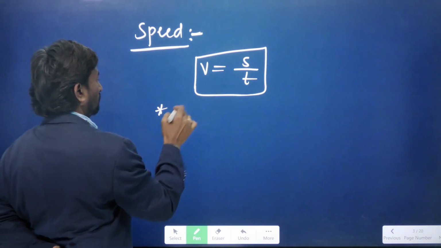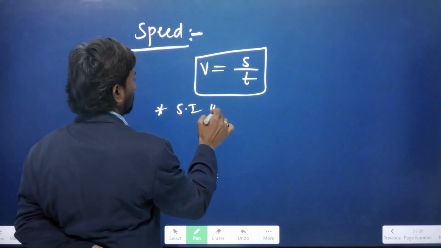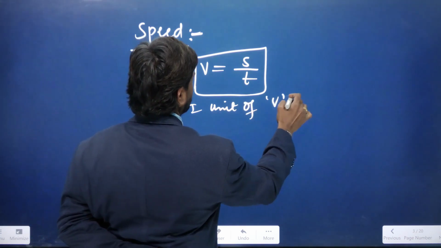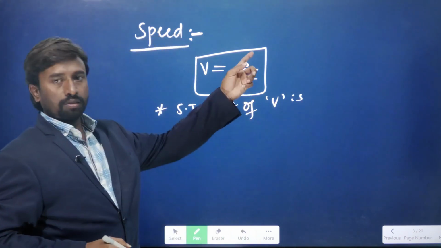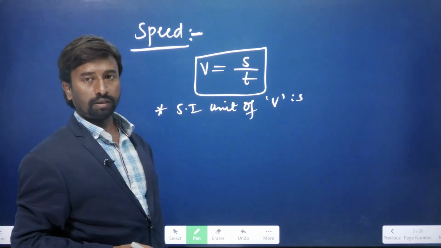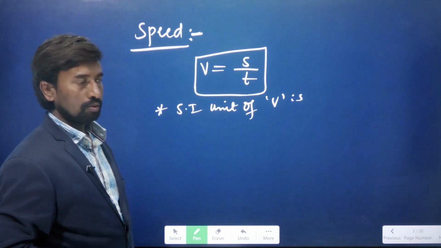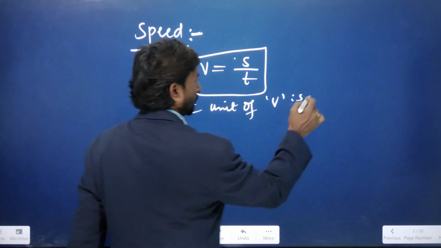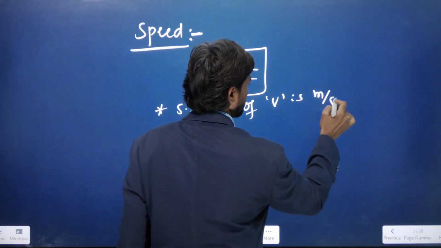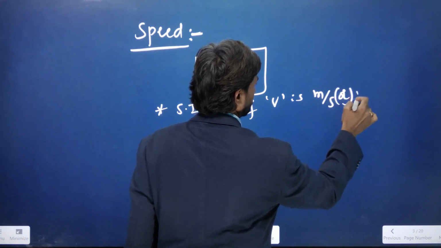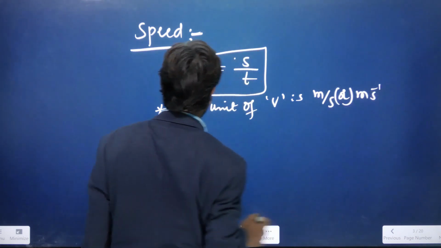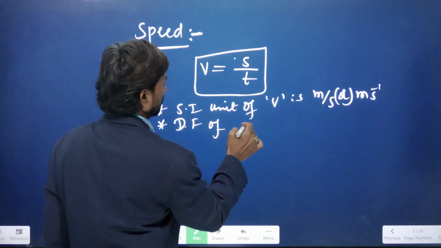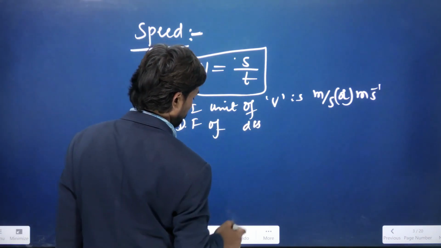Next, the SI unit of speed V. Distance will be measured in meters and time will be measured in seconds, so it is the ratio of distance to time. Then we can write meter per second or meter second inverse. Then the dimensional formula of speed.